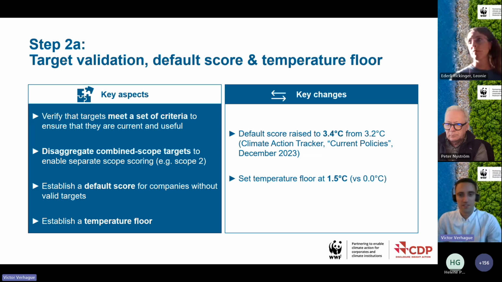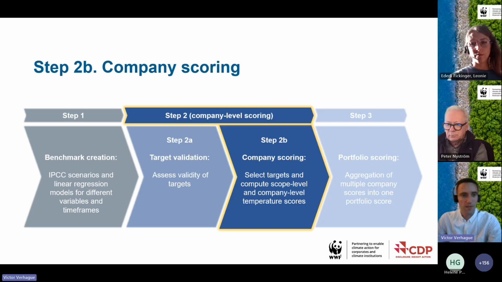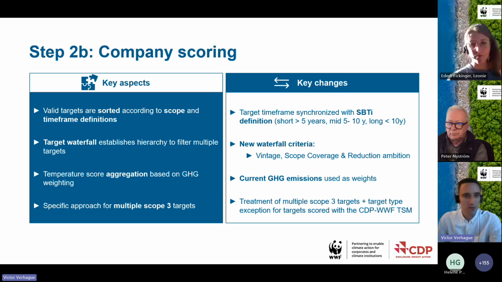In terms of step 2B now, what are the key company scoring aspects? I already walked you through the scope and timeframe sorting. What's new here is that we aligned the methodology's timeframe definition with that of the SBTi. So any target year that is less than 5 years in the future will be considered short term. Anything between 5 and 10 years will be considered midterm, and anything after that will be considered long term.